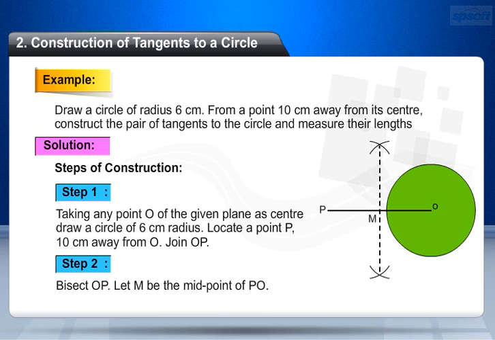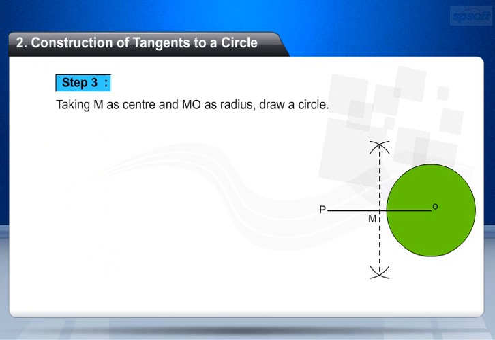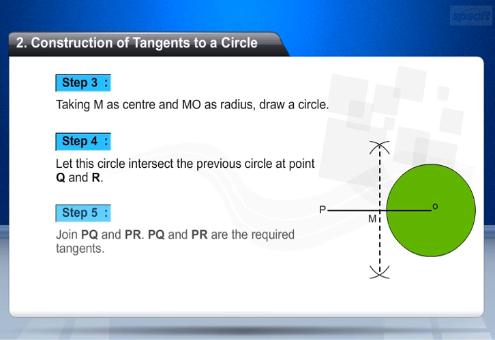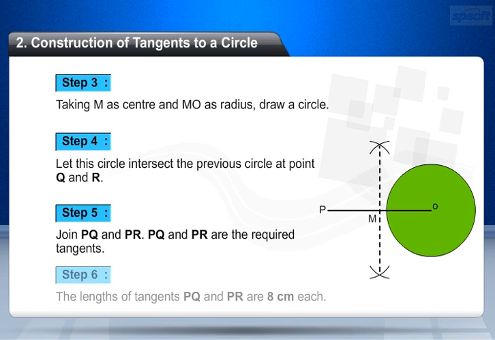Step 2. Bisect OP. Let M be the midpoint of PO. Step 3. Taking M as center and MO as radius, draw a circle. Step 4. Let this circle intersect the previous circle at points Q and R. Step 5. Join PQ and PR. PQ and PR are the required tangents. Step 6. The lengths of tangents PQ and PR are 8 cm each.